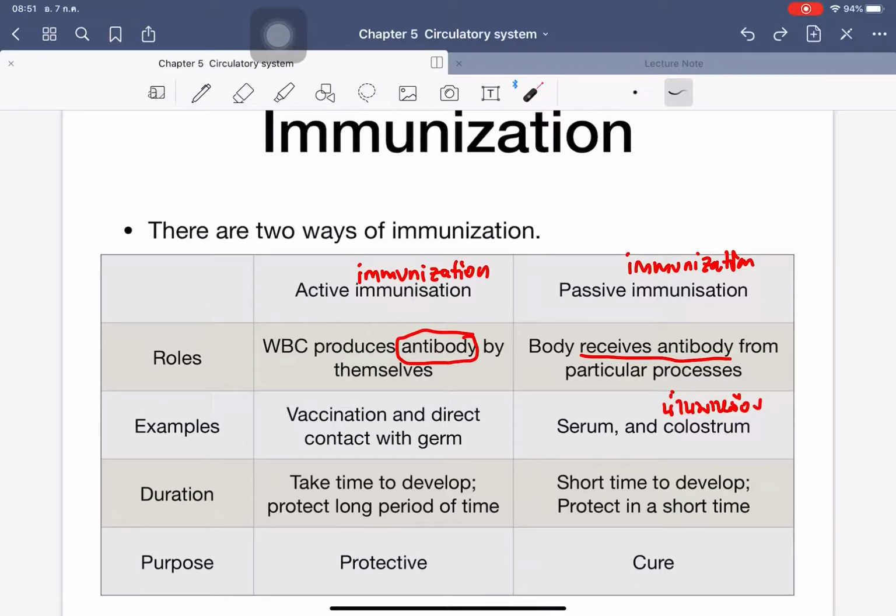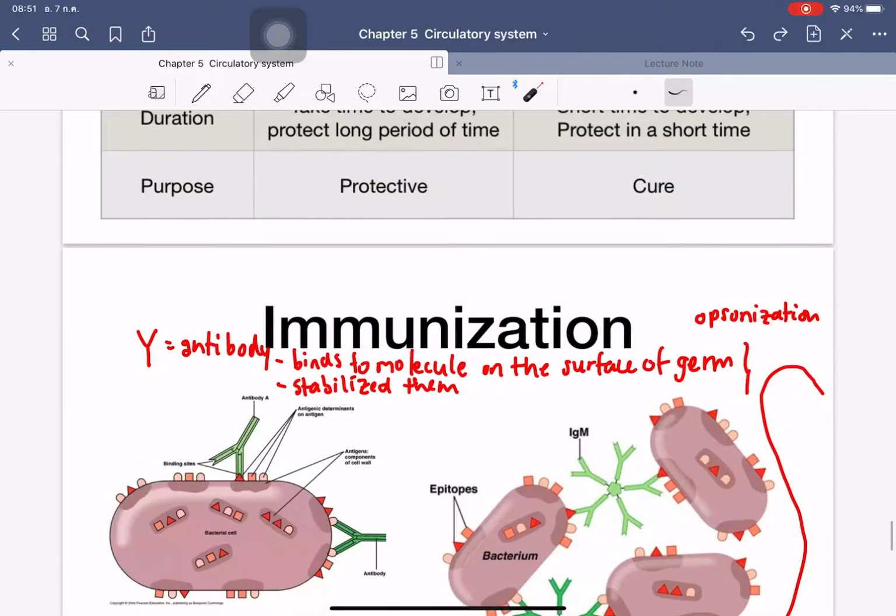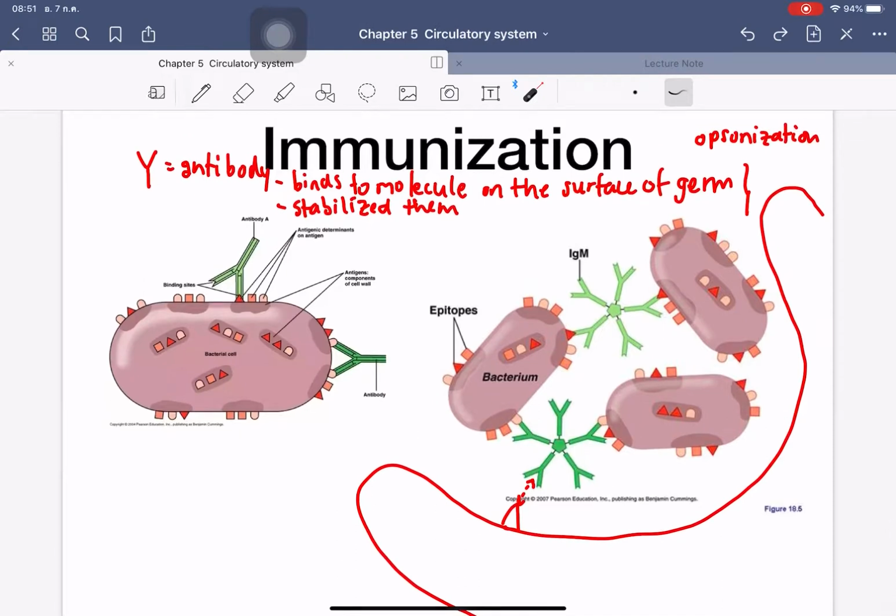And the duration of protection in the case of active immunization takes time to develop. The period of time may be a month, 2 months, or 3 months, or sometimes a week. But for passive immunization, when you inject the antibody, that antibody can take action at a certain time. The purpose of active immunization is to protect, but passive immunization is for a curing or healing process. Okay, this is the process of immunization.